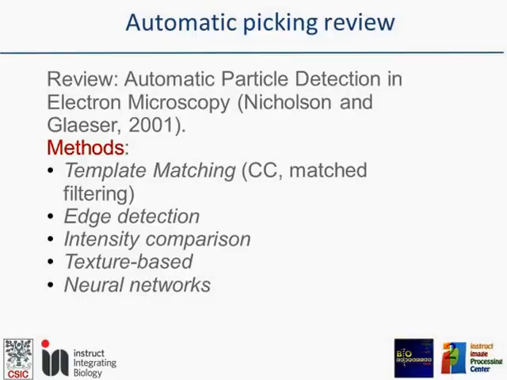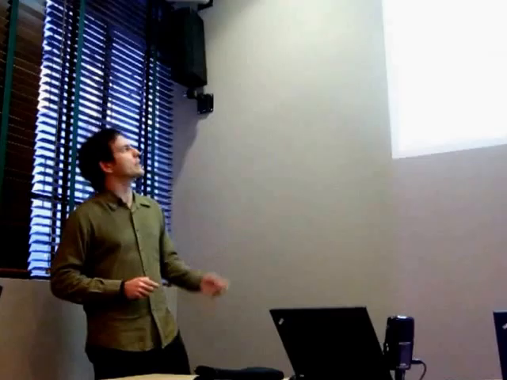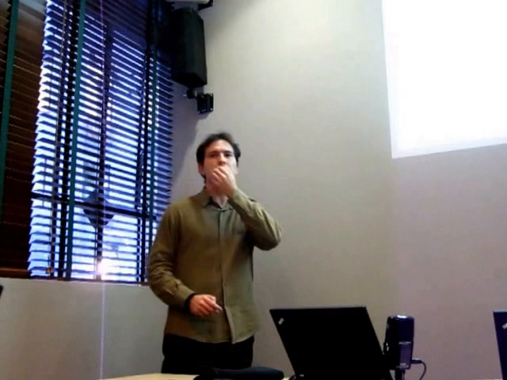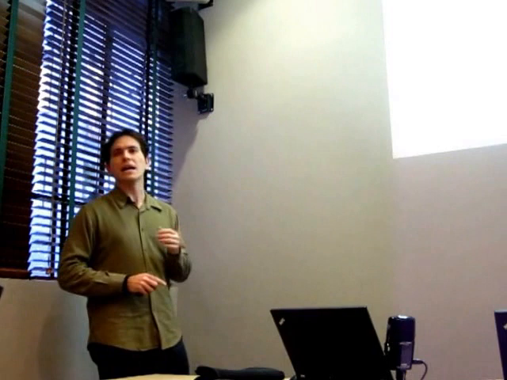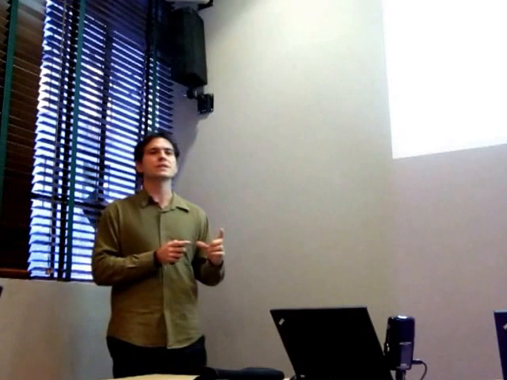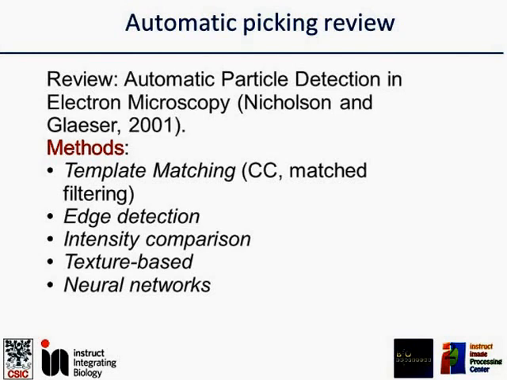There are some other ones with maybe more computer science theory behind them, like edge detection and other intensity comparison. For example, edge detection has the advantage of being invariant to intensity. So if in your micrograph you have different areas with different intensities, this can avoid this problem. As a drawback, it cannot distinguish between contaminants and real particles. There are also two texture-based ones, proposed by Van Heel, that performed well in some cases and also well in others.